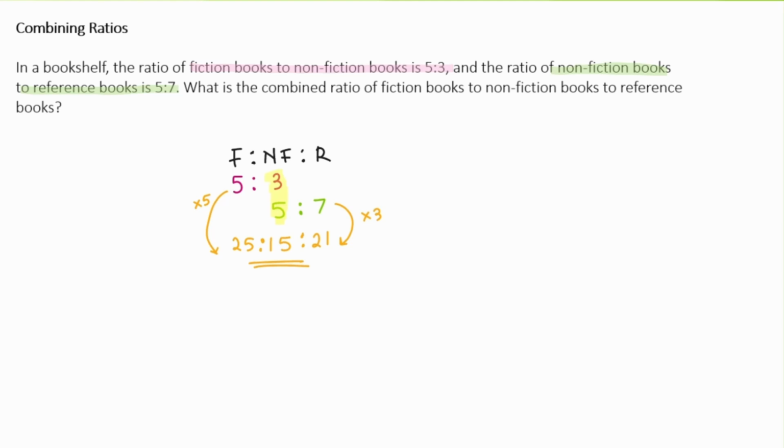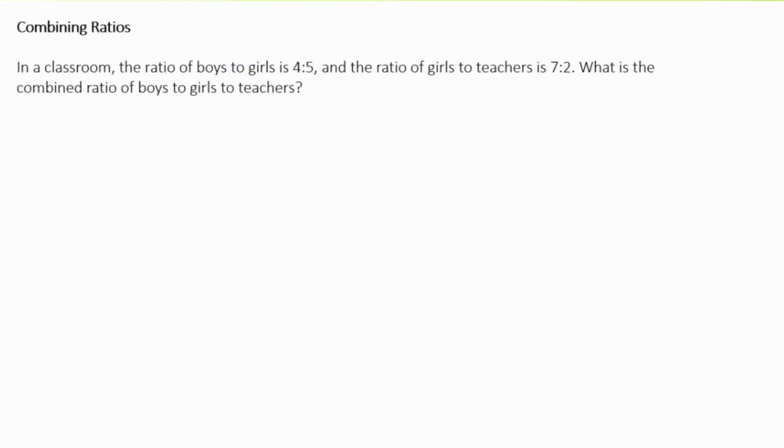In this question, we are told that in a classroom, the ratio of boys to girls is 4:5, and the ratio of girls to teachers is 7:2. What is the combined ratio of boys to girls to teachers?